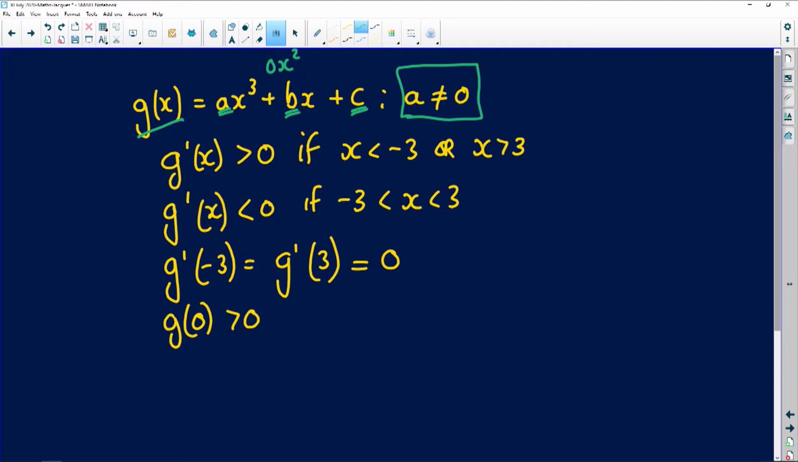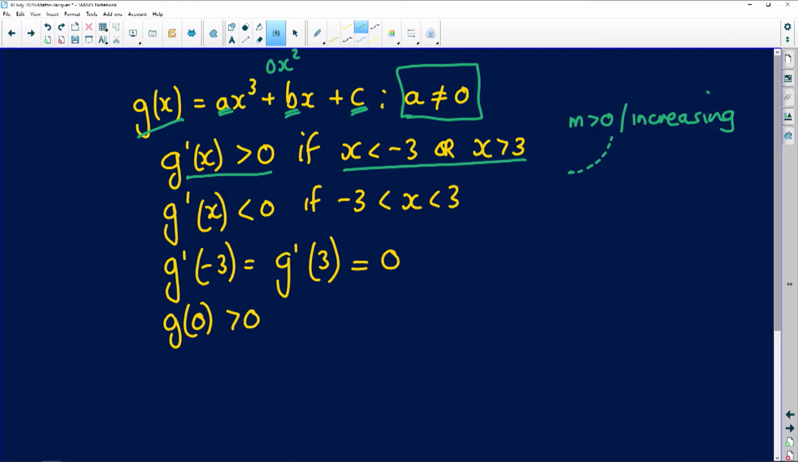It's saying the derivative is positive. In other words, the gradient of this function is positive. In other words, it is increasing. If a gradient is positive, the graph will lie that way. So where does it increase? It increases where x is smaller than -3 or where x is bigger than 3. So we know where it's increasing.